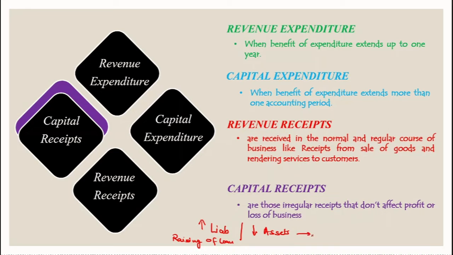Same way, the sale of assets will decrease the value of the assets, but again, sale of an asset is a receipt. You receive money, receive the cash here. But it decreases the value of the asset. It will not increase or affect your profit or loss. So such receipts are called capital receipts. So these are different items, like capital items and the revenue items.